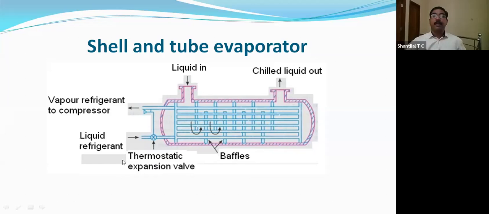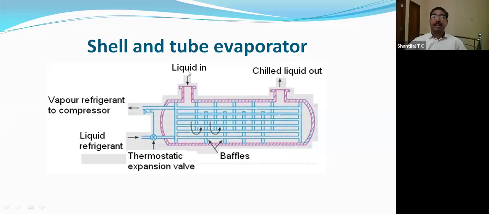In the last class we explained the thermostatic expansion valve, its construction and working. Here the expansion device is a thermostatic expansion valve. In the shell and tube type evaporator, the refrigerant inlet has a thermostatic expansion valve, and this is the outlet. Outlet means vapor refrigerant out, so vapor refrigerant goes to the compressor. Here liquid refrigerant comes in, and liquid-vapor refrigerant goes out to the compressor.